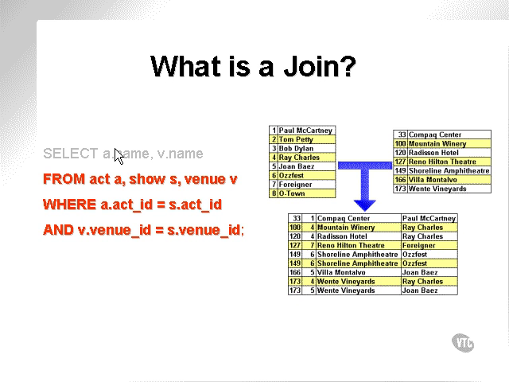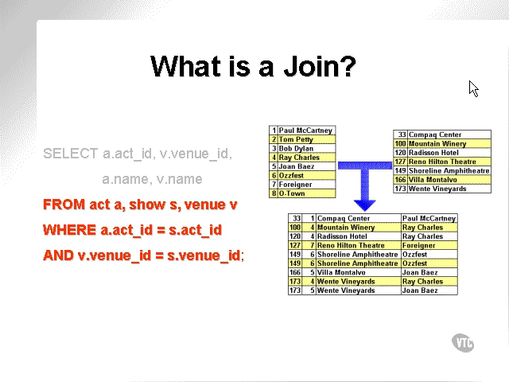This query would actually change to include the IDs from both the ACT and venue tables. The correct query would actually be as shown here: A.ACT_ID, V.venue_ID, A.name and V.name. Or to be more precise, since we have the columns listed in order of venue and ACT, the query should actually appear as follows.